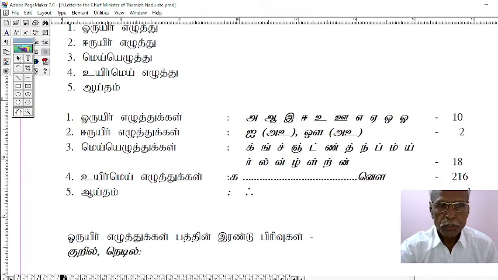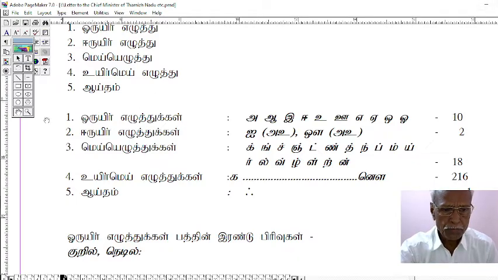See, out of these 247 letters, 10 letters are single vowels, 2 letters are diphthongs, 18 letters are consonants, 216 letters are compound letters, and 1 letter is a special letter. Thus, in Tamil, 247 letters are used.